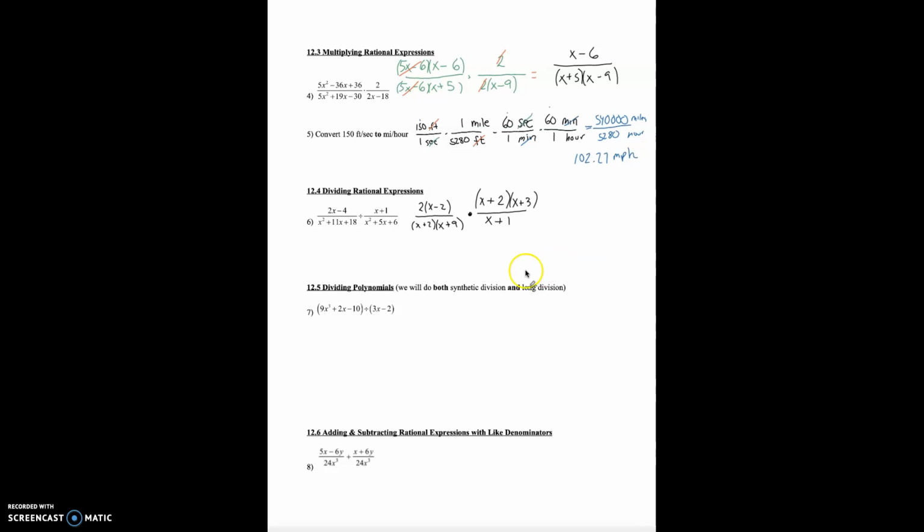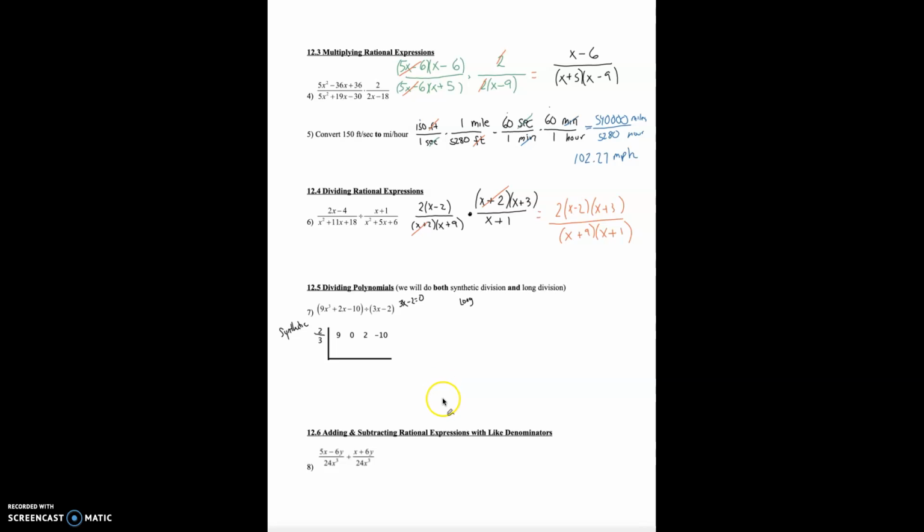All right, let's see what we can simplify. X plus 2, and that looks like that's it. So what do we get? We get 2, x minus 2, x plus 3, all over x plus 9, x plus 1. All right, again, you don't need to multiply that, leave it as is.